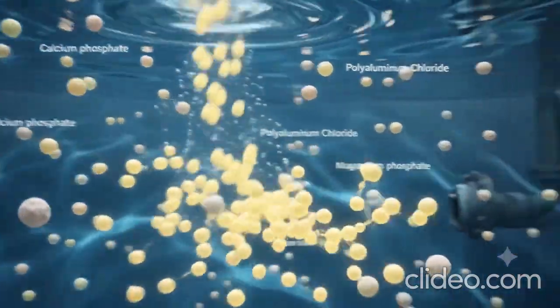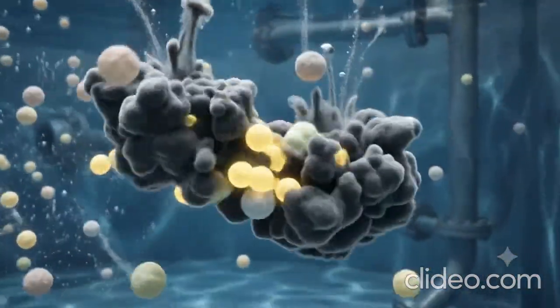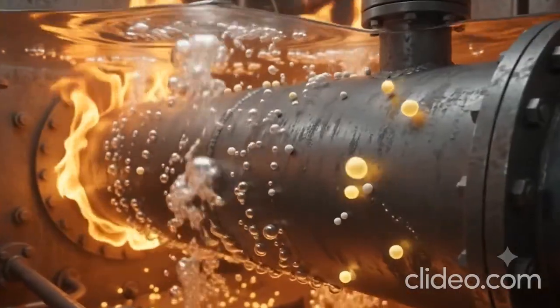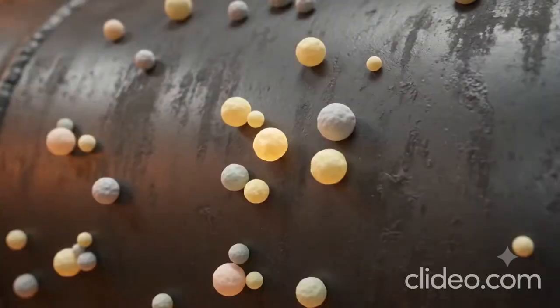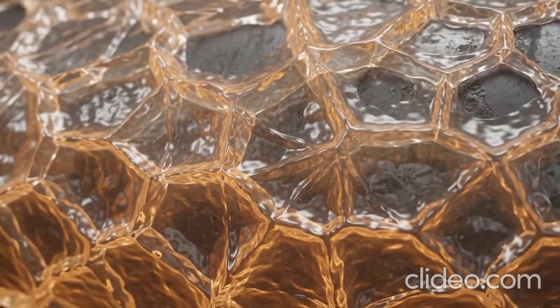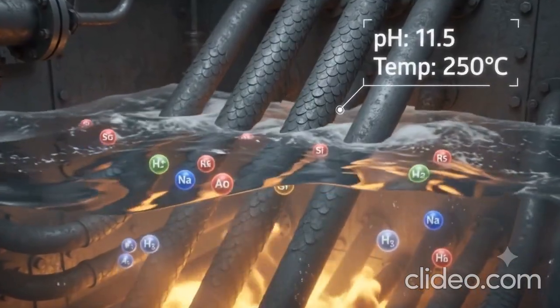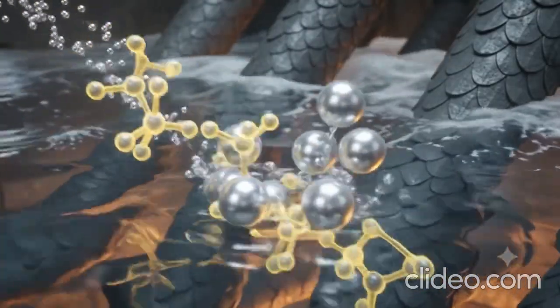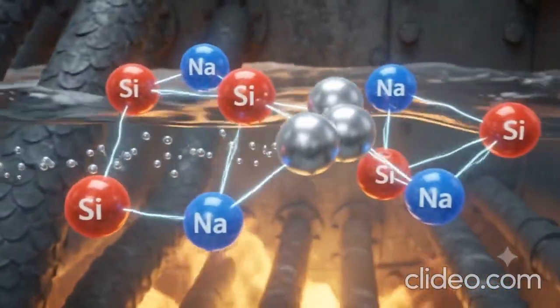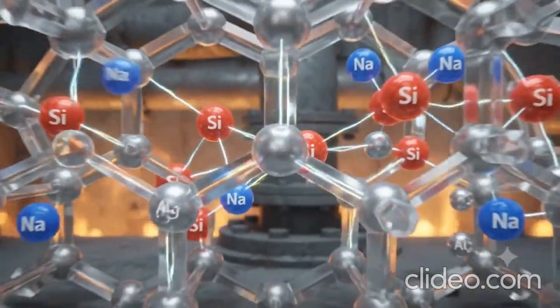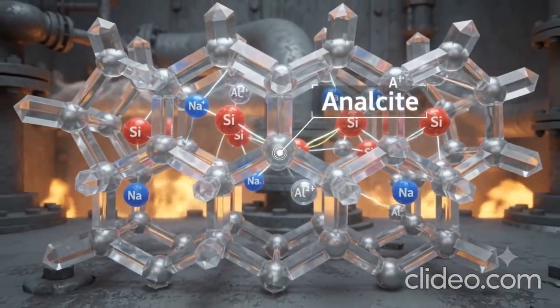When PAC enters the boiler water, aluminum ions coagulate suspended impurities. But under intense heat, this same reaction forms a thick, glass-like mineral scale on the tubes. Inside the high-heat environment of a boiler, Poly Aluminum Chloride is introduced. Aluminum ions react with sodium, forming a complex mineral known as analcite.